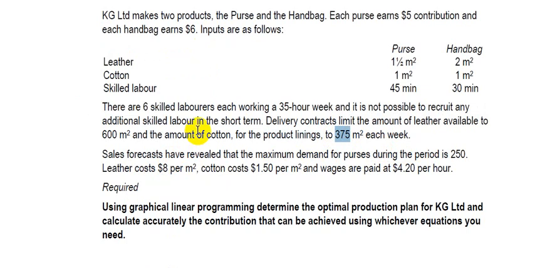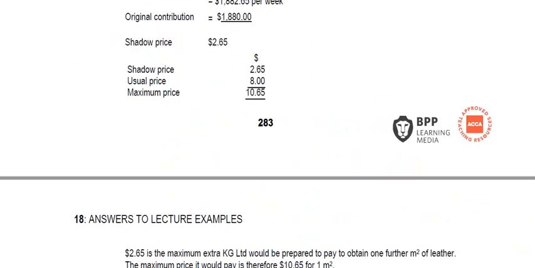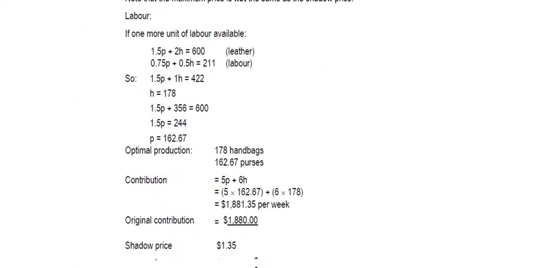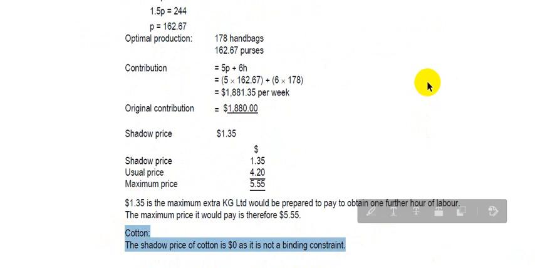We've got more than enough for us to maximize our objective. So therefore, the shadow price of cotton is 0, since it is not a binding constraint.